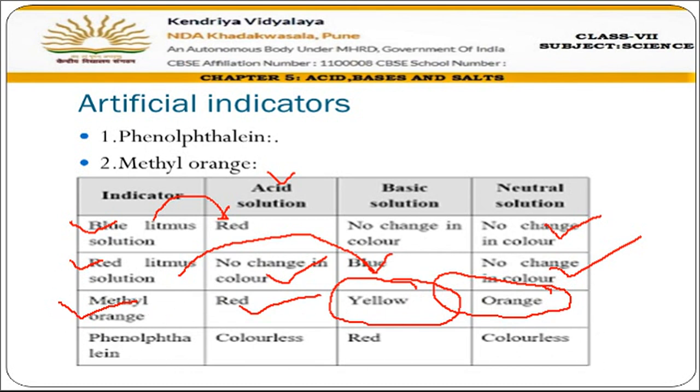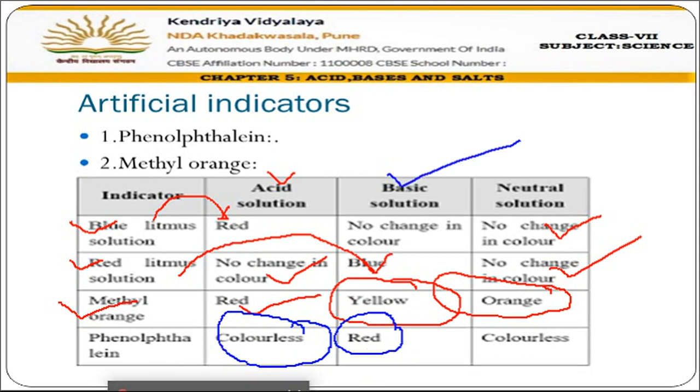Now phenolphthalein. When phenolphthalein is added to acid, it remains colorless. It shows no change in color. If you add phenolphthalein to any solution and the color does not change, that means it's an acid. If you add phenolphthalein to some solution and it turns red, that means it is a base.